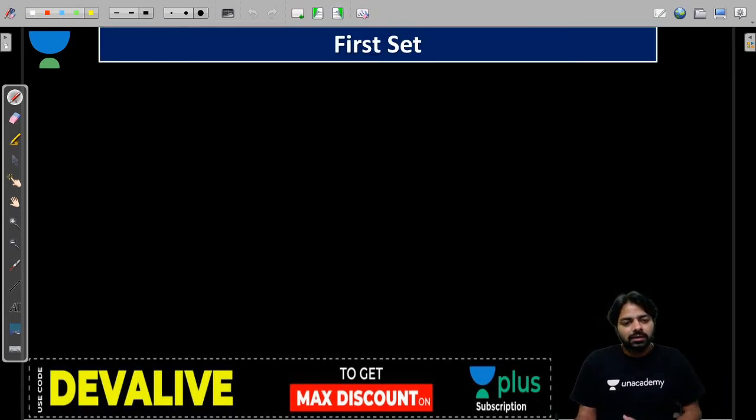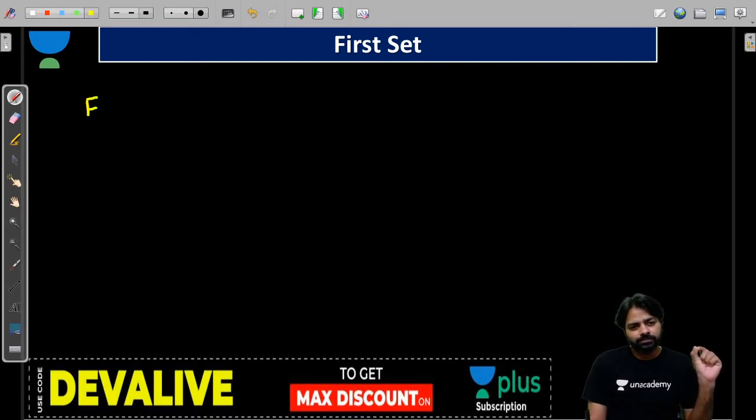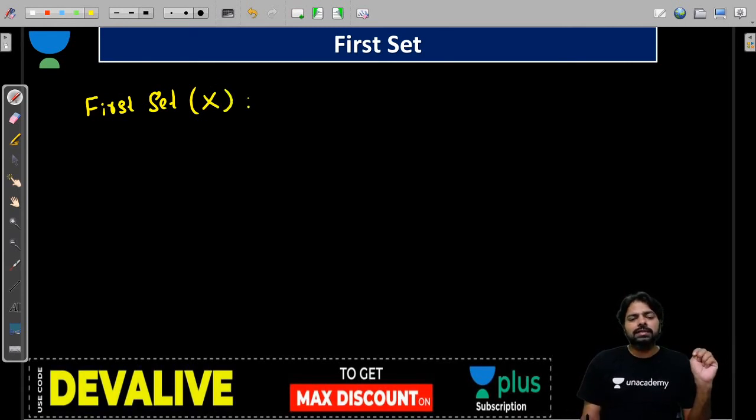Okay, let's begin. The first set computation. Guys, first set computation. What is the first set basically? If you are talking about a particular non-terminal X, then suppose X is a non-terminal that can derive, let's say, some string, then we are going to look at which is the first terminal that we are going to derive.